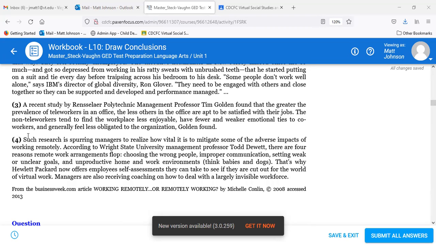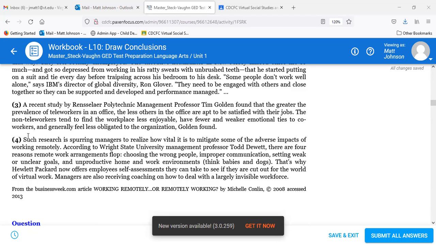According to Wright State University management professor Todd Dewitt, there are 4 reasons remote work arrangements flop: choosing the wrong people, improper communication, setting weak or unclear goals, and unproductive home and work environments. Think babies and dogs. That's why Hewlett-Packard now offers employees self-assessments they can take to see if they are cut out for the world of virtual work. Managers are also receiving coaching on how to deal with a largely invisible workforce. That's from the businessweek.com article, Working Remotely or Remotely Working.